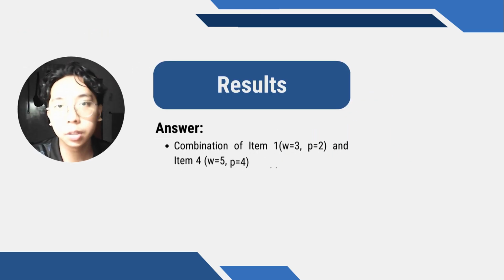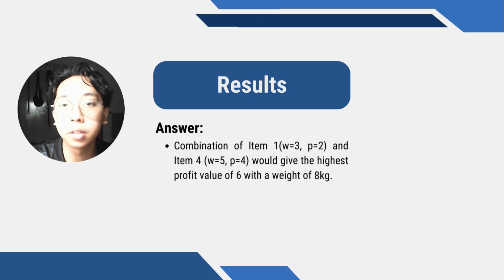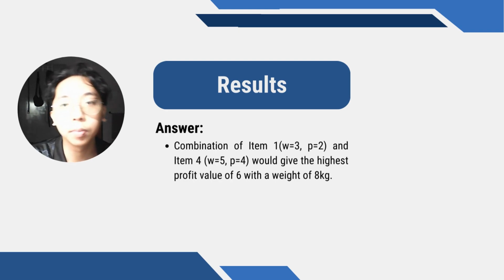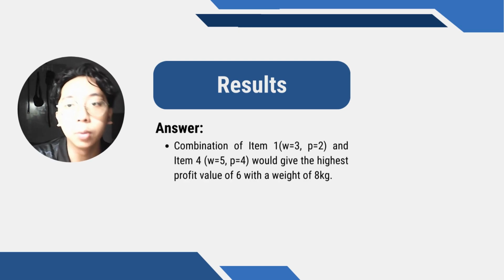So in conclusion, our brute force approach gives us the result where the combination of item 1 with weight 3 and profit point 2, and item 4 with weight 5 and profit unit 4, would give the highest profit value of 6 with a total weight of 8 kilograms, making it the best combination out of all the 16 possible combinations that still falls under our parameters and also gives us the highest profit points.